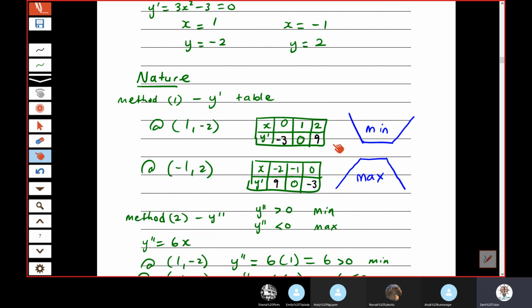So you realize before it, the gradient is negative. The number after it is positive. That means it must have been a minimum stationary point. Same thing here. You realize it became a maximum stationary point.